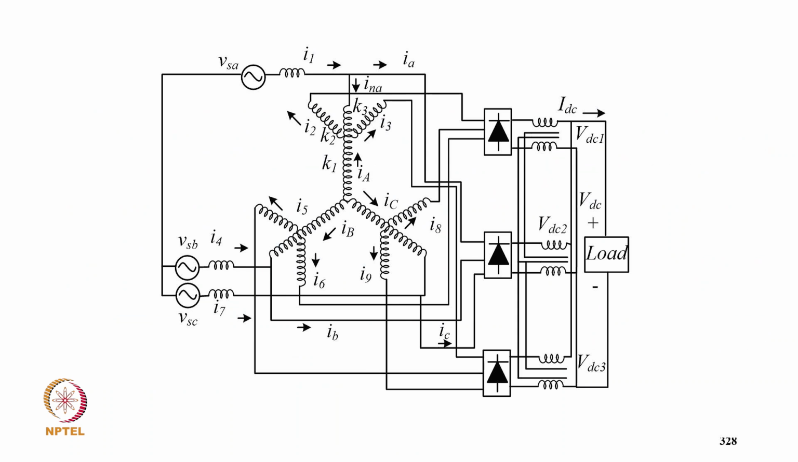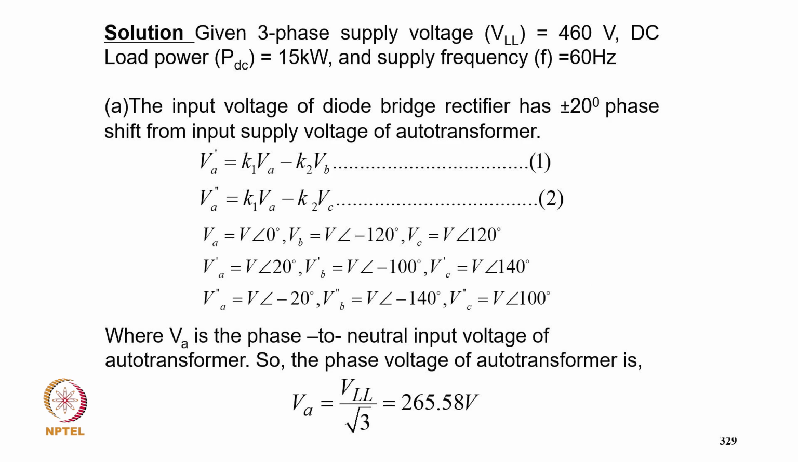So this is typically the connection to get phase shift, the first is directly 0 degree, another is plus minus 20 degree, with power calculation with interface transformer to connect in series. So coming to the solution, given 3-phase supply, that is 460 volt, DC load power 15 kilowatt and supply frequency 60 Hz. The input voltage of the diode rectifier has a plus minus 20 degree phase shift from the input supply voltage.